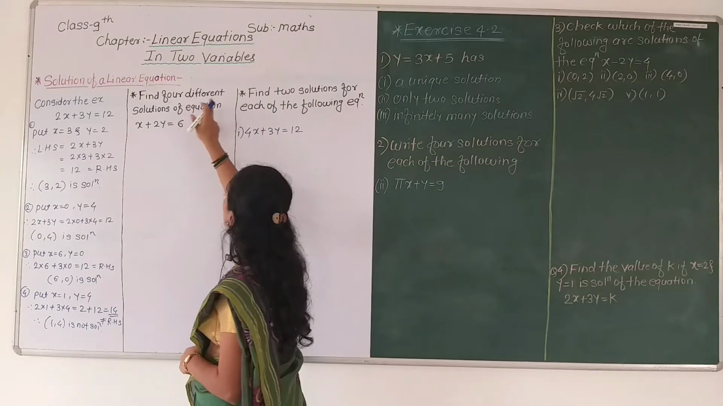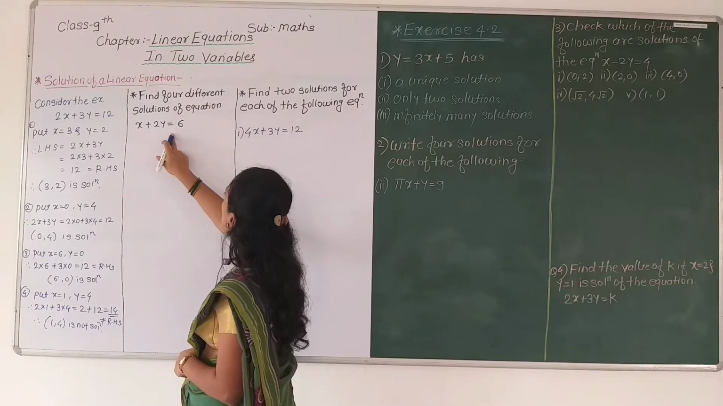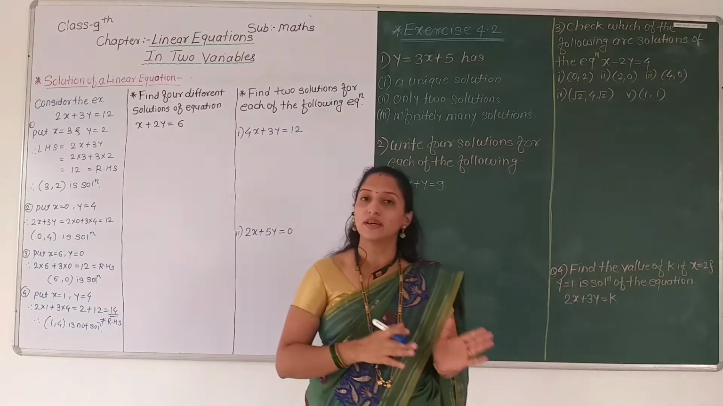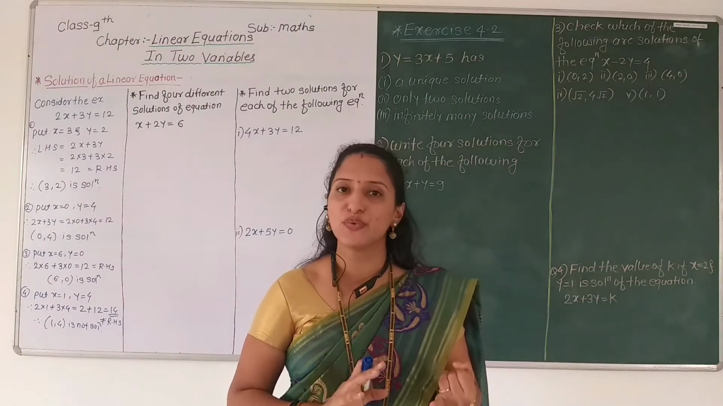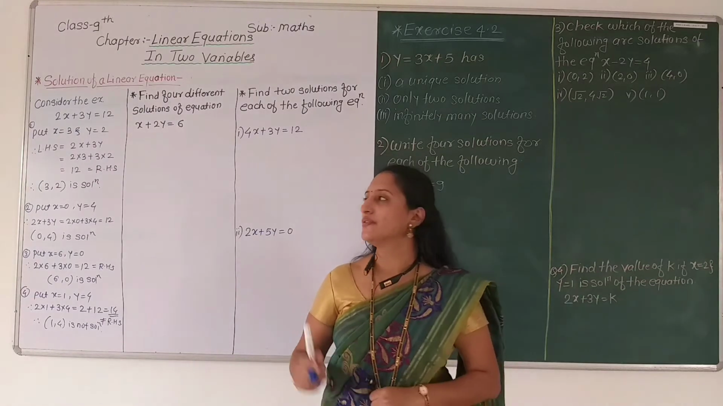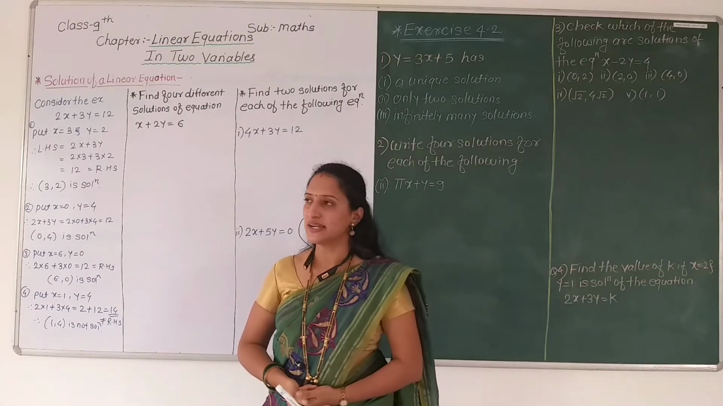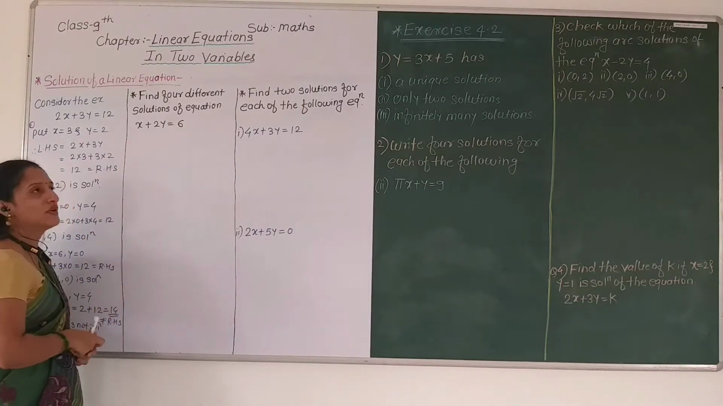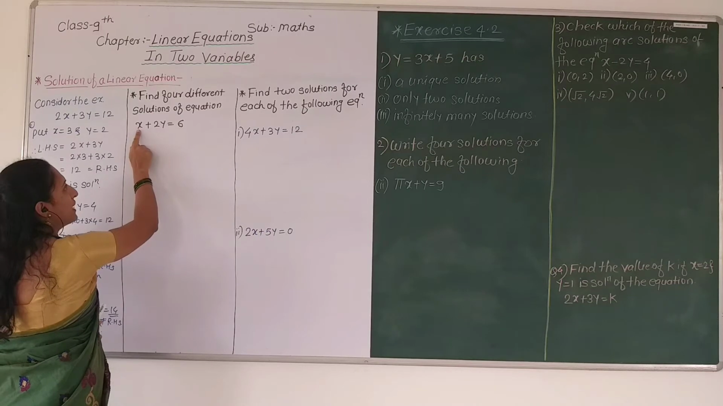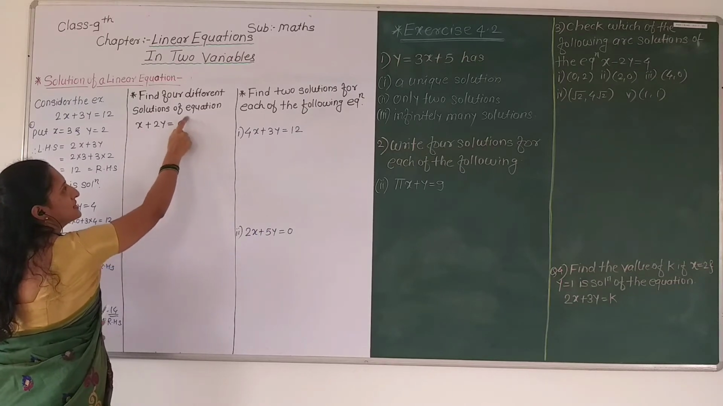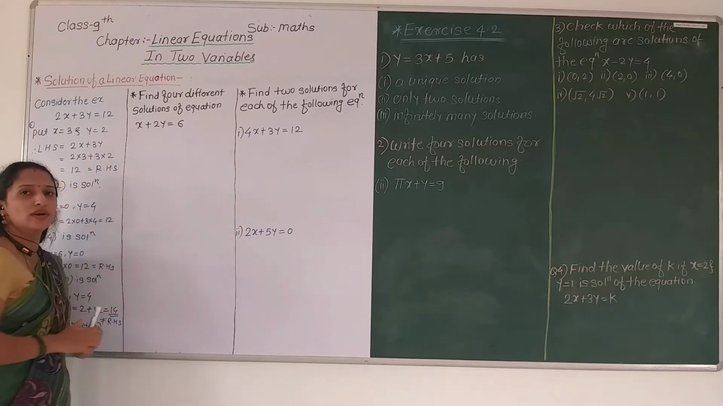Here, find 4 different solutions of the equation x plus 2y is equal to 6. Now, here there is the equation x plus 2y is equal to 6, and we have to find 4 different solutions for this equation. So, let us check. Now, what are the solutions? A solution is what? If I substitute values for x and y, we get the same answer in the RHS. That means LHS is equal to RHS.